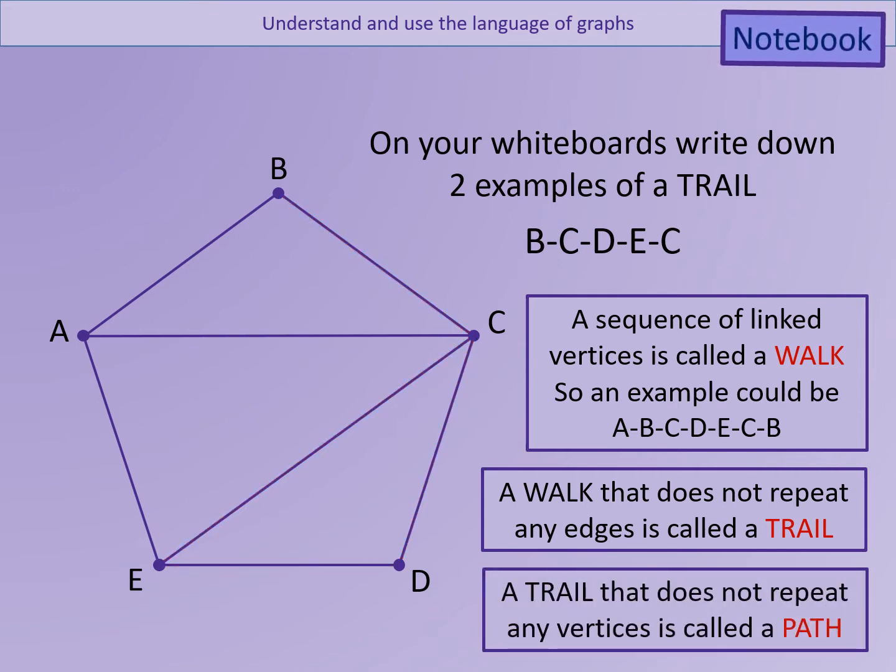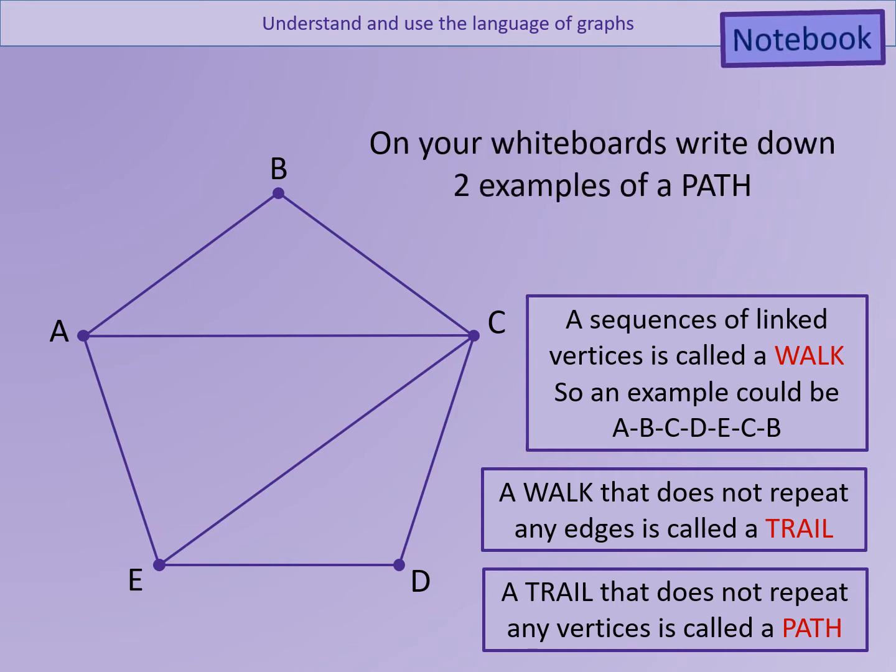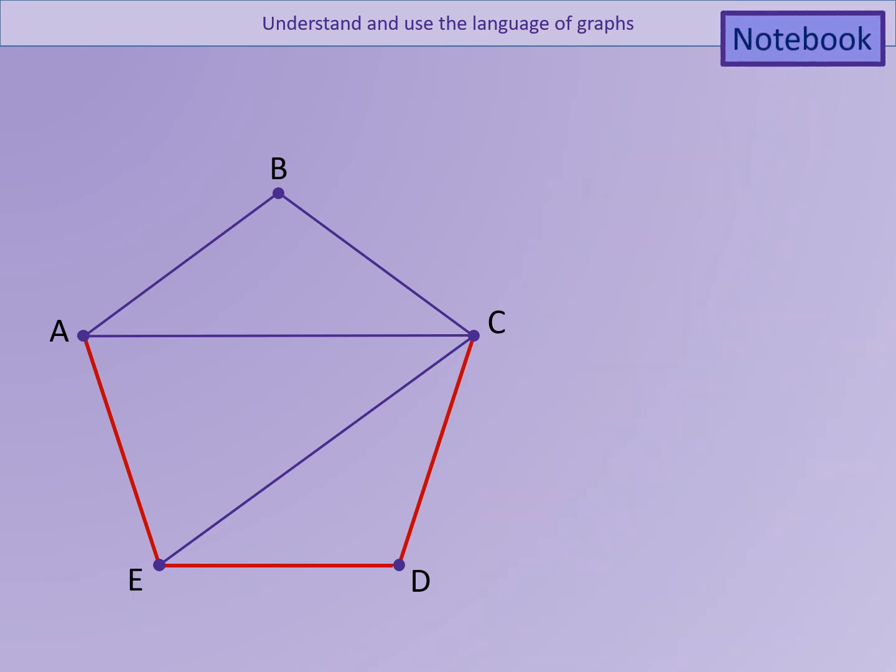If a trail also doesn't repeat any vertices, it is called a path. So now on your whiteboards, write down an example of a path. So here we have a path, A to E to D to C. We can see that no edges and no vertices are visited more than once.